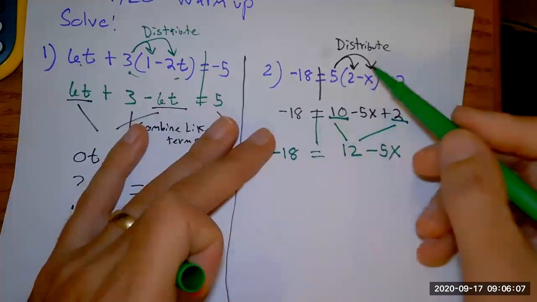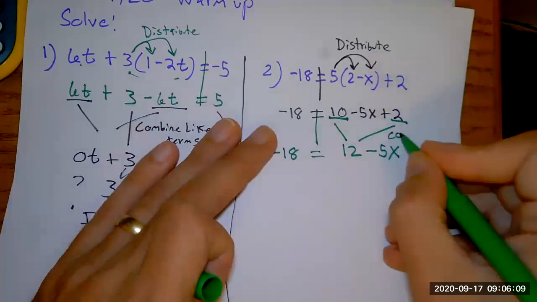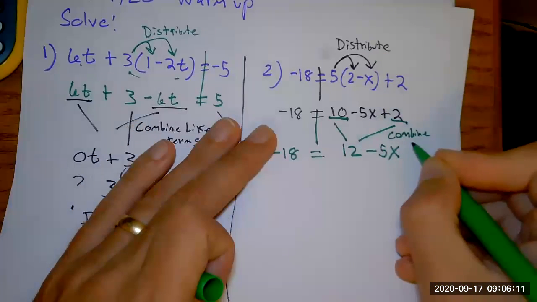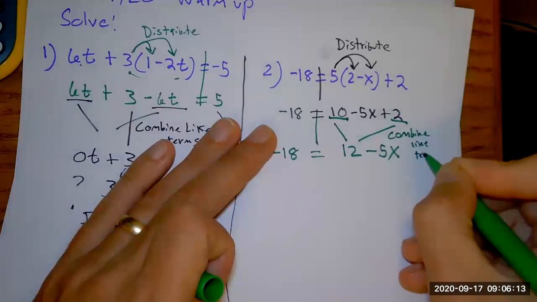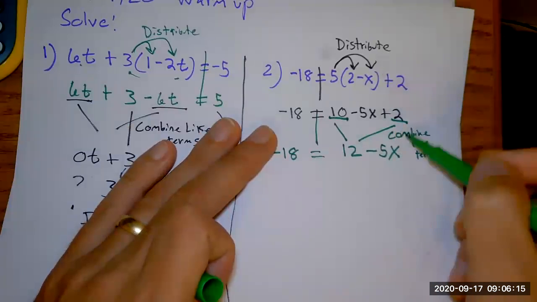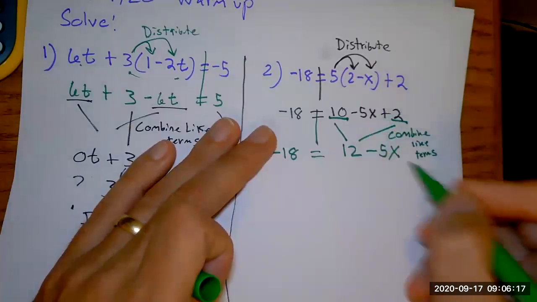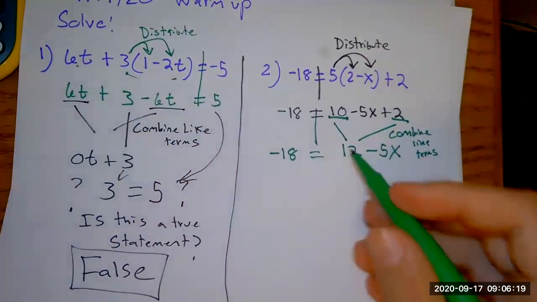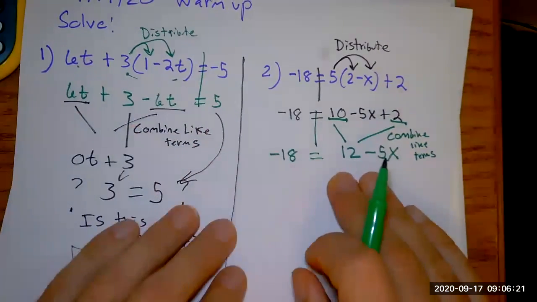So what I did here, these first two steps, this was combine like terms. Right? This is what we did last class. We distributed, we combined like terms, and we got this. So now we get something that looks a little bit easier.